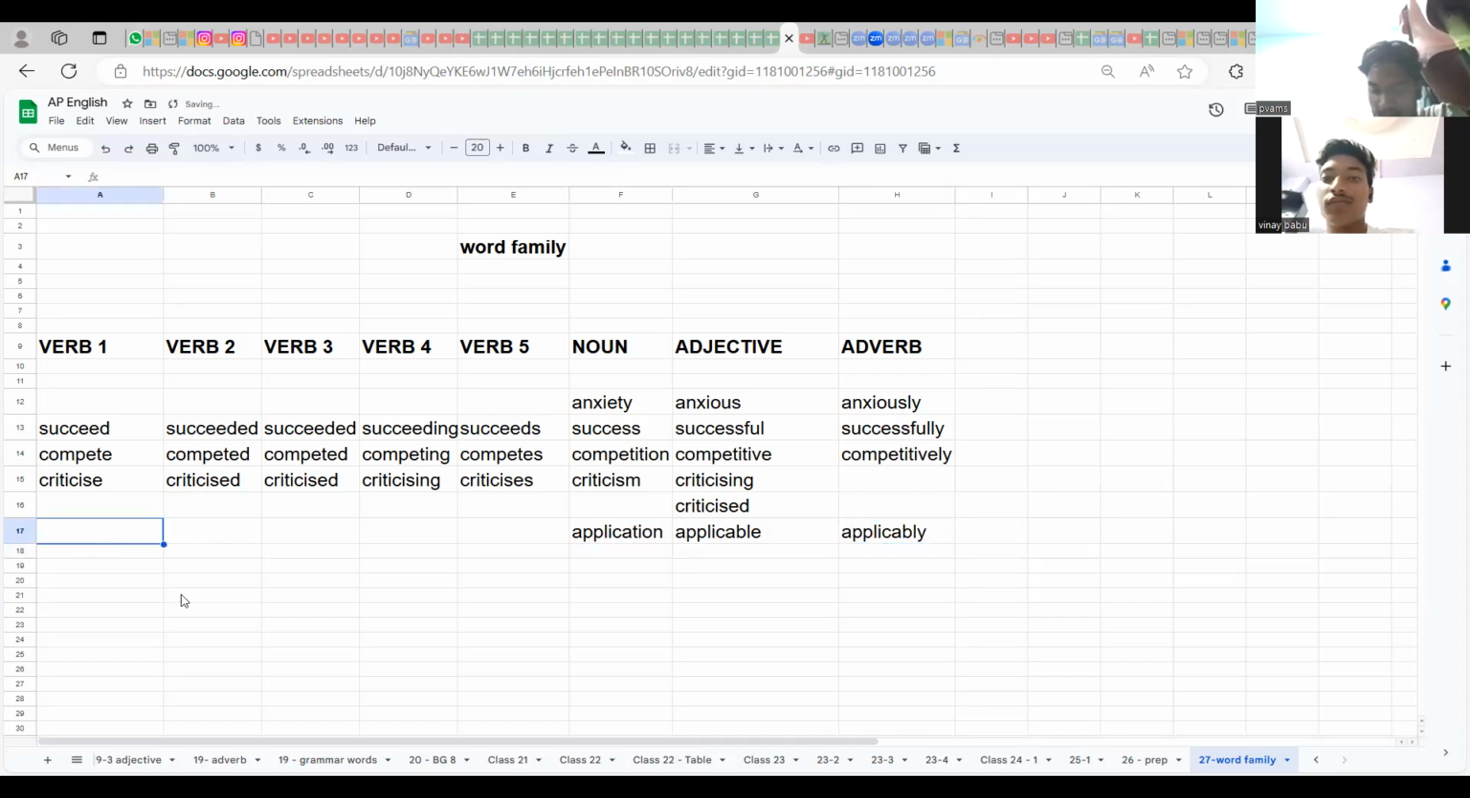Now, can you guess what is going to happen with verb one? This application, how is it going to change? If you want to convert that into a verb, any idea? Application. That word, what is going to happen with the verb? It's going to change somehow. It's a verb. Think through that. Applicate. No, there is no word applicate. Apply. Write it down.